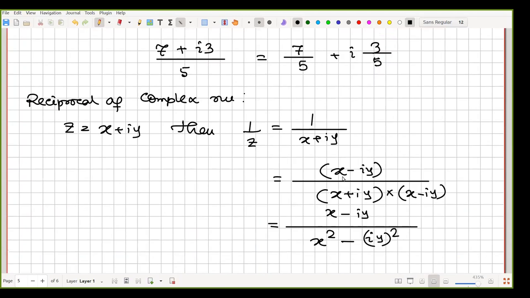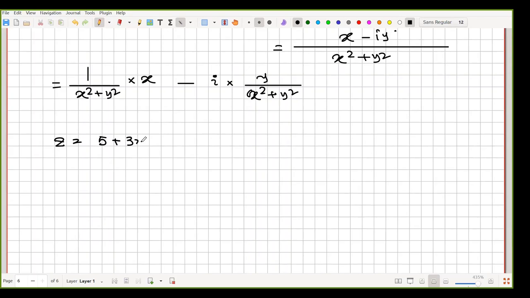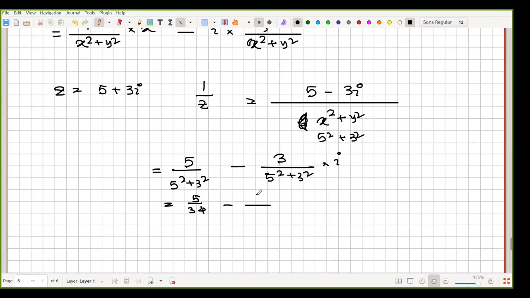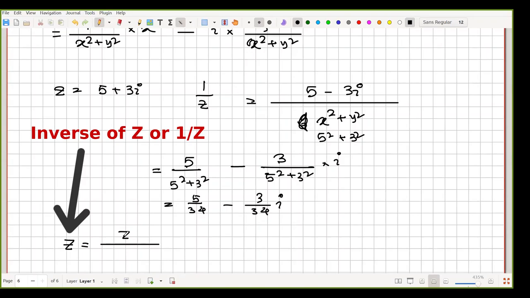Suppose z is equal to 5 plus 3i given. So 1 by z, that means we can write it as 5 minus 3i divided by x square plus y square, that means 5 square plus 3 square, or 5 by 5 square plus 3 square minus 3 by 5 square plus 3 square into I. Or you can write, that is 25 plus 9, that means 34. So you can say 5 by 34 minus 3 by 34 I. That is the reciprocal of the z. Or simply you can say 1 by z is equal to z conjugate divided by its absolute square. Okay, no problem.